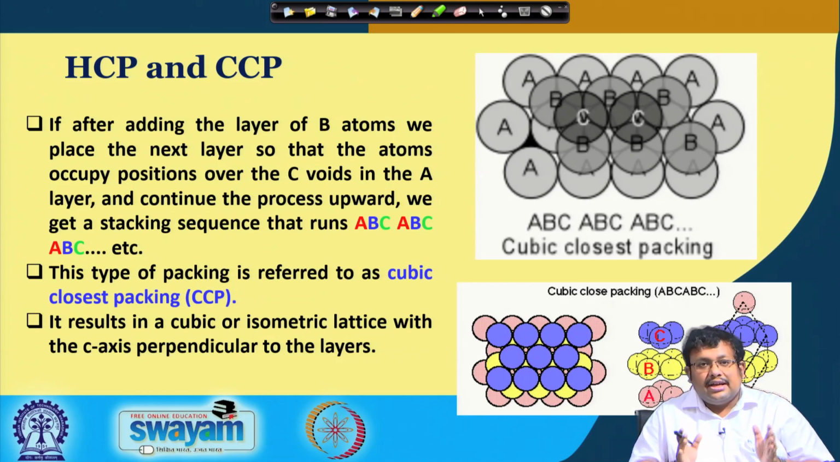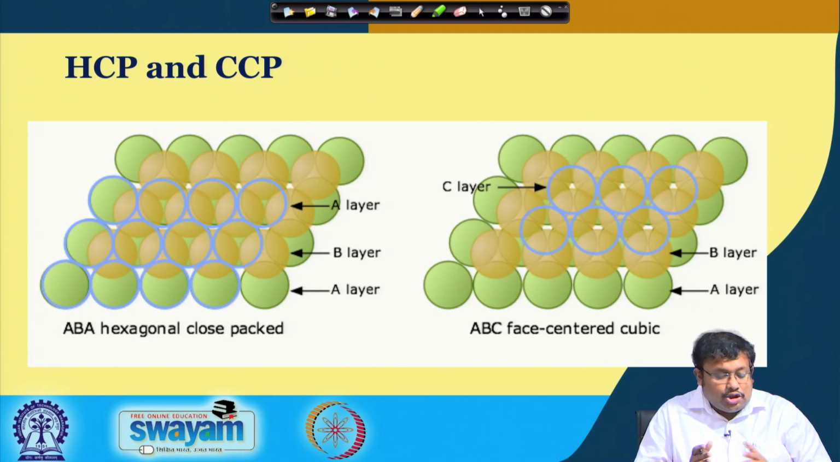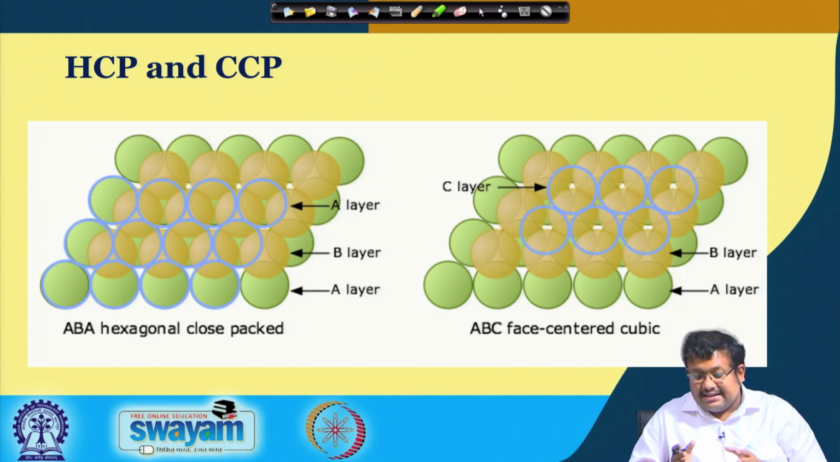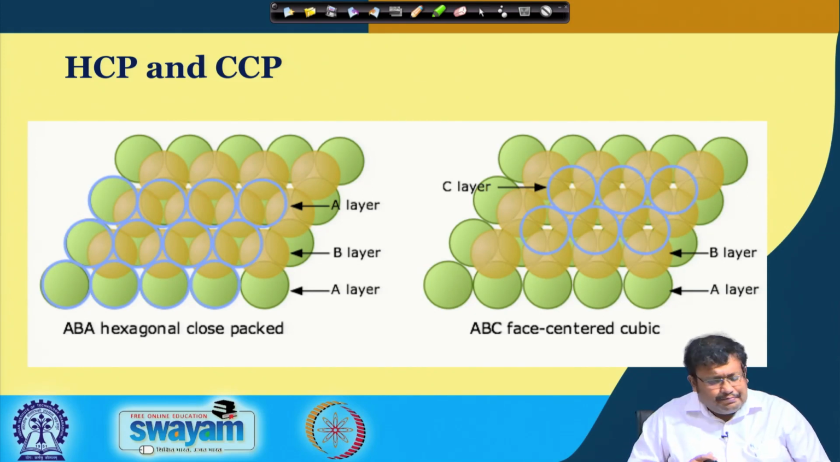So we have learned about the hexagonal closest packing and cubic closest packing. This slide basically shows these two different types of packing. One is the hexagonal close packed, another is face centered cubic. So from there we have an idea about how these layers are stacked over each other.